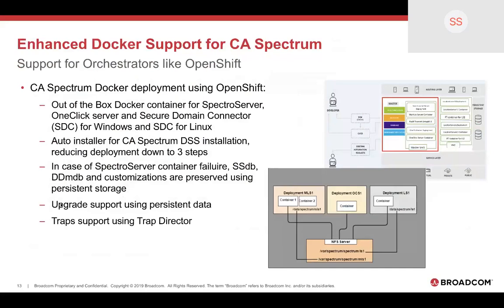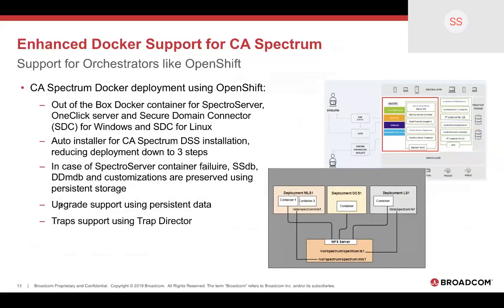the SSDB, DMDB, and the customizations all will be preserved in the persistent storage. In the second diagram, what you see is the NFS server, which is a separate container, is my persistent storage. I am saving all my SSDB, DMDB, and customization into my persistent storage, which can be utilized in cases where you will have your Spectrum server container failures. And most importantly, scenarios like in cases where your container is restarting. All the applications which are residing on the container will pick up the data from the saved data which are saved in the persistent storage, which means that there is no loss of data.